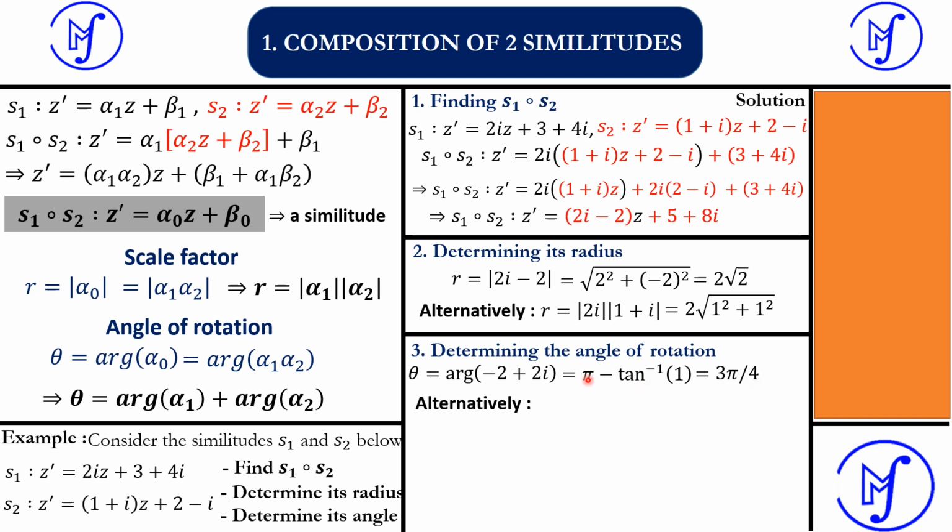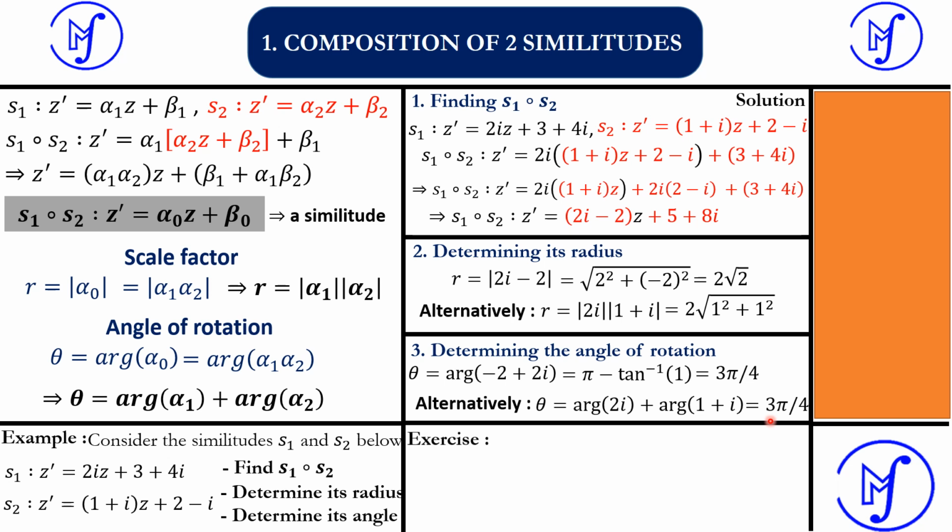Alternatively, we could use our standard result. The argument of the new similitude is the argument of the first one plus the argument of the second one. The argument of the first one is simply the argument of 2i, and the argument of the second is the argument of 1 plus i. The argument of 2i is pi on 2, and the argument of 1 plus i is pi on 4. Pi on 2 plus pi on 4 still gives us 3 pi on 4. So we are done with that.